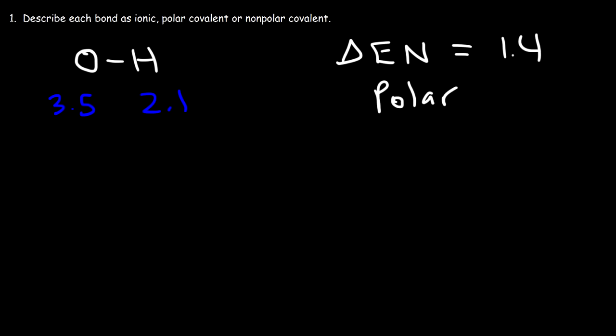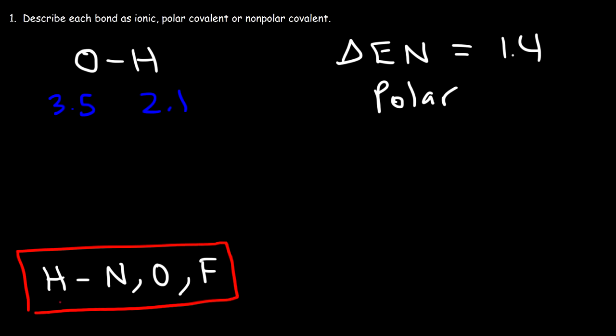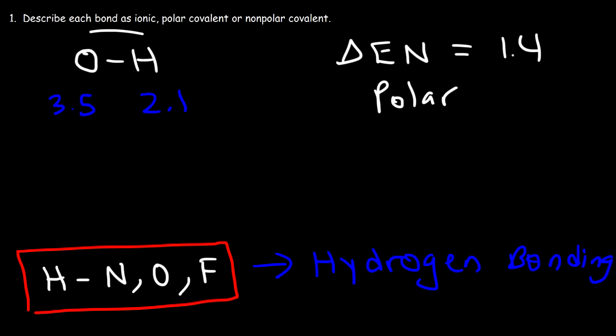Now, it's a special type of polar bond. Anytime you see hydrogen directly attached with nitrogen, oxygen, or fluorine, it's a special type of bond. Do you remember what it is? It's known as hydrogen bonding. These are very powerful intermolecular forces. Because of hydrogen bonding, water has a very high boiling point for being a molecule. Most molecules have low boiling points, but those with hydrogen bonds, they have relatively high boiling points. So we have a polar covalent bond with a special case of hydrogen bonding.